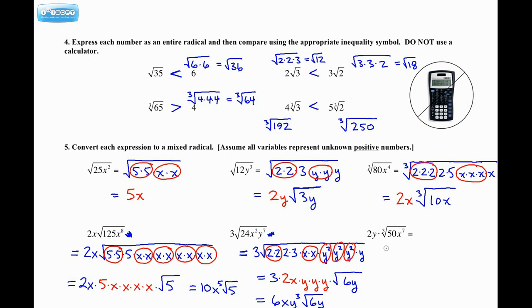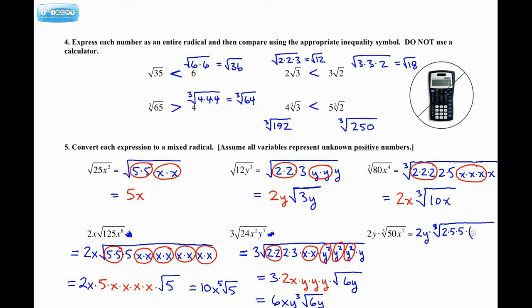Okay, 2y times the cube root of 50x to the power of 7. Okay, so that's 2y times the cube root. Oop, that's a 3. Okay, so 50, how do we break that down? Well, that is 2 times 5 times 5. 2 times 5 is 10, times 5 is 50, and x to the 7. I really don't want to write out x 7 times here. Remember, we're looking for groupings of 3. So when it comes to 7 of them, I can make 2 groups of 3 with 1 left over.